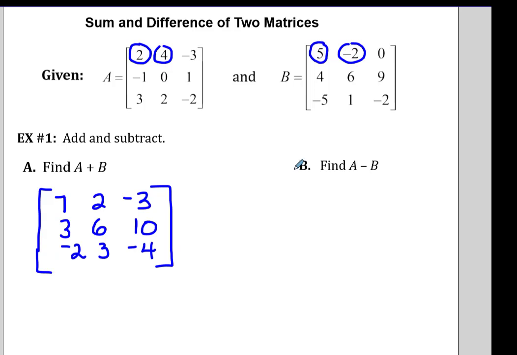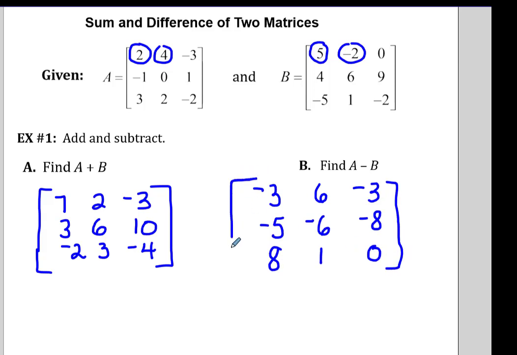On example B, we're going to find the difference between the two. So the same thing, just be careful with the signs. 5 minus 2 is negative 3, and 4 minus negative 2 is positive 6, and negative 3 minus 0 is negative 3. And continuing matching up each element from matrix A with its corresponding element in matrix B, and taking the difference between the two, your final solution for the difference of matrix A and matrix B would look like this. So that's pretty straightforward.